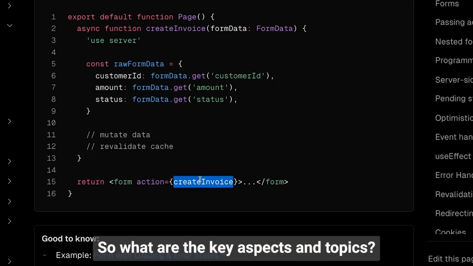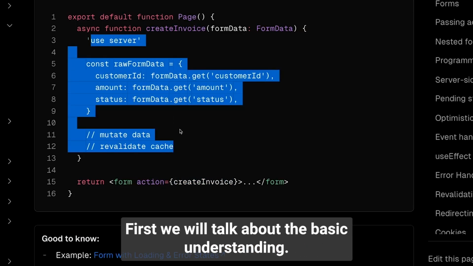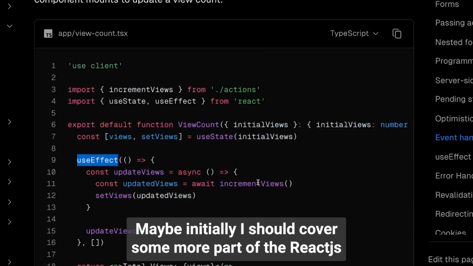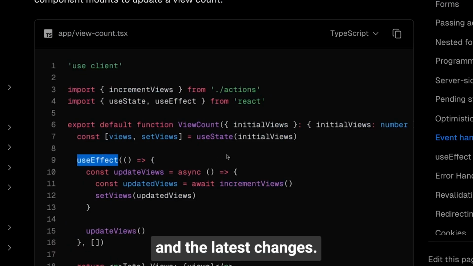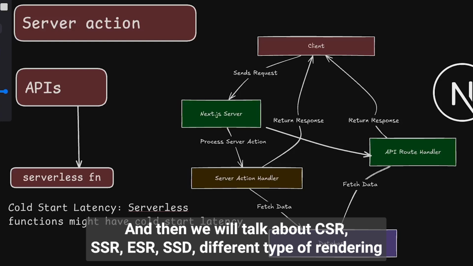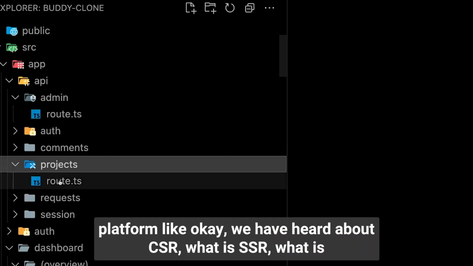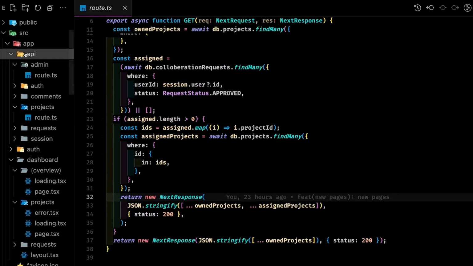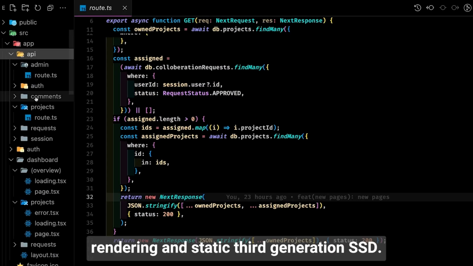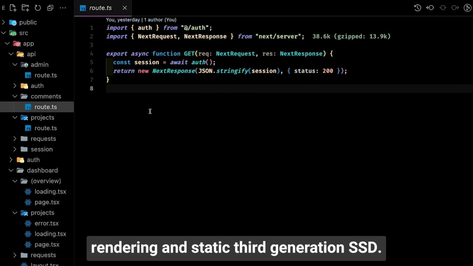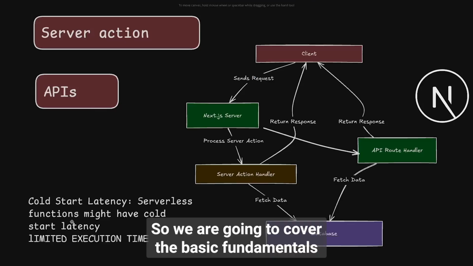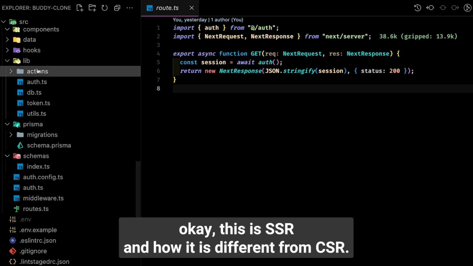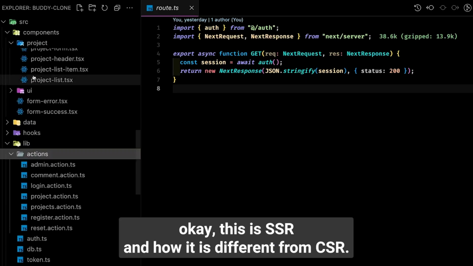So what are the key aspects and topics? First, we'll talk about the basic understanding. Maybe initially I should cover some part of React.js and the latest changes. And then we will talk about CSR, SSR, ISR, SSG, different types of rendering platforms. We have heard about CSR, but what is SSR? What is incremental static regeneration and static site generation, SSG? We are going to cover the basic fundamentals so that you will understand, okay, this is SSR and how it is different from CSR.